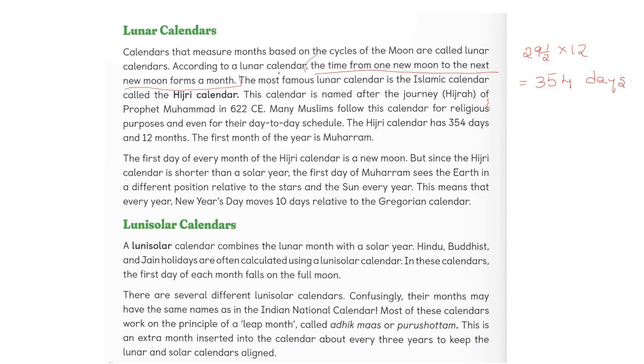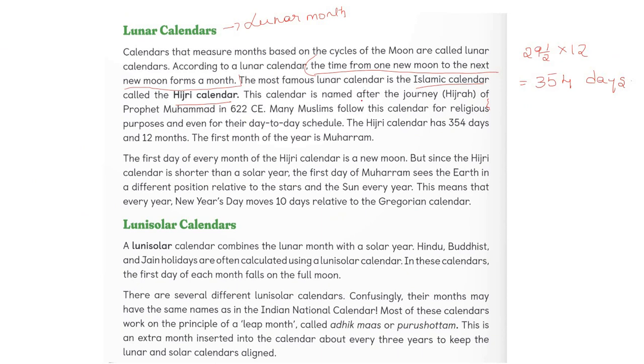So according to lunar calendar, the time from one new moon to the next new moon forms a month, lunar month. Lunar calendars are based on lunar months. What is a lunar month? The time from one new moon to the next new moon is lunar month. Which calendar is a lunar calendar? Islamic calendar, called as Hijri calendar.